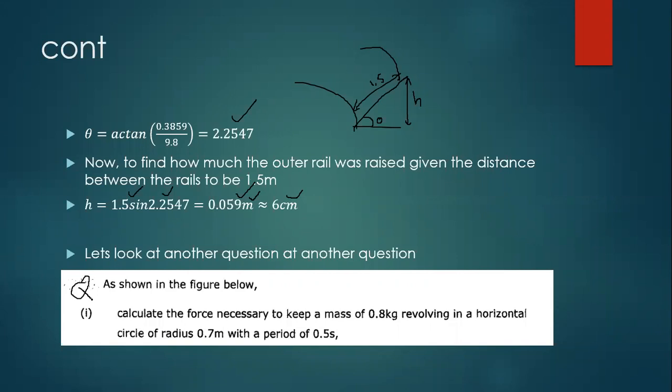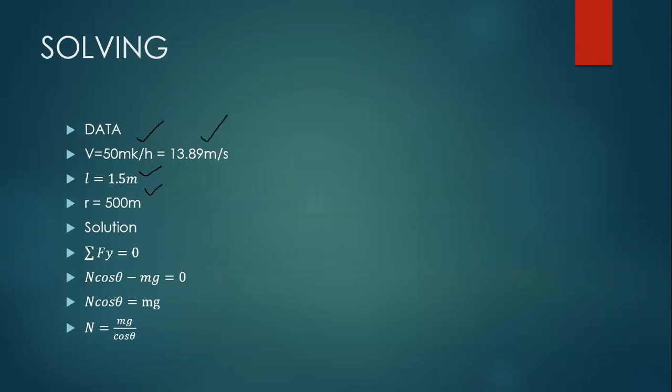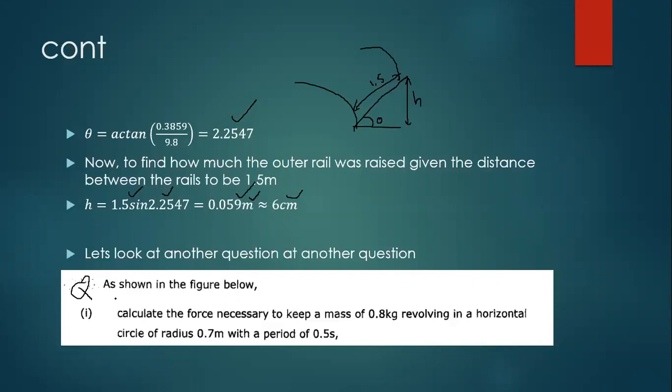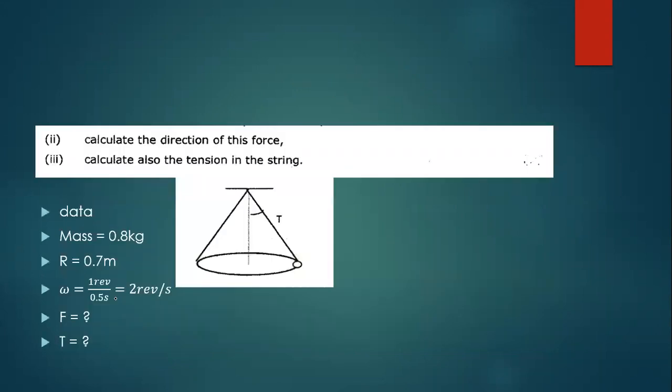As shown in the figure below, calculate the force necessary to keep a mass of 0.8 kilogram revolving in a horizontal circle of radius 0.7 meters. Okay, you have read it, right? But then the question continues. 2, calculate the direction of this force. Then 3, calculate also the tension in the string. Awesome. So here, obviously, we're even supposed to have some angle, some theta.